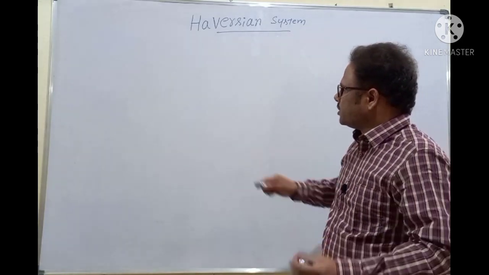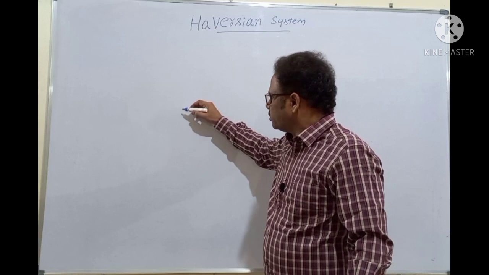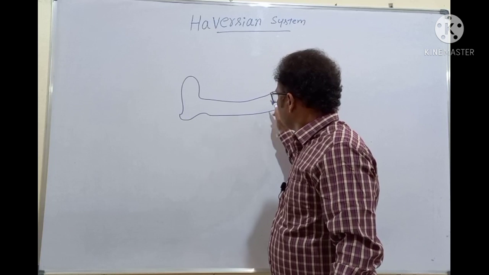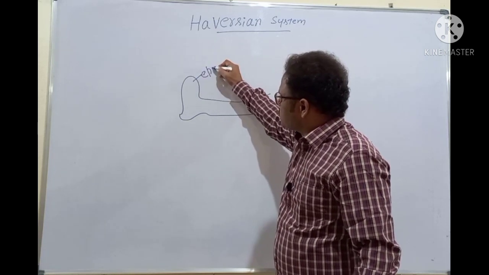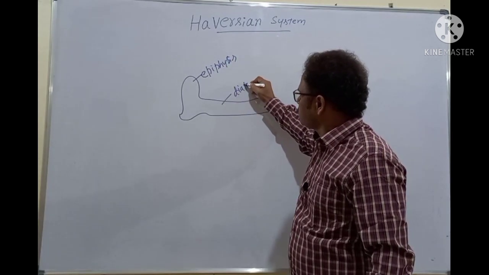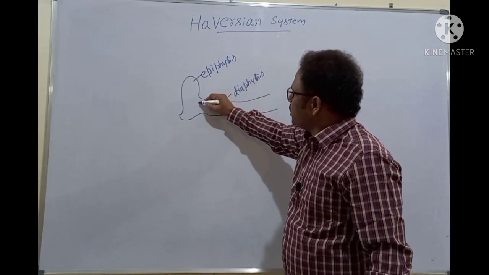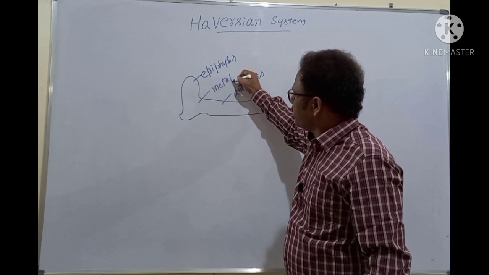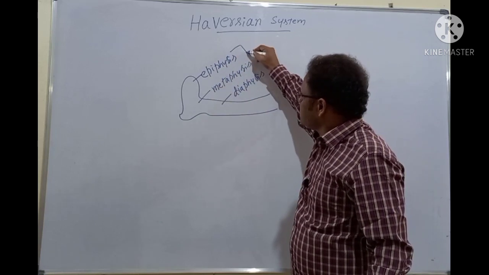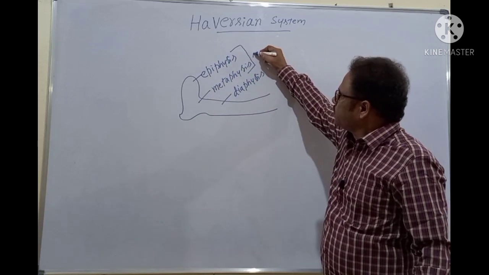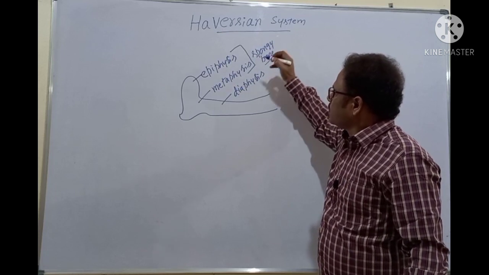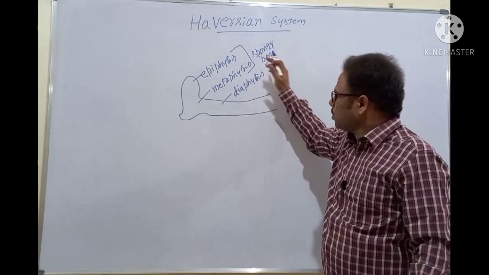In the previous session we were discussing that there are various parts of the bone. For example, here is a rough structure of the bone. This is called the epiphysis. This is the diaphysis. And this is the metaphysis. The epiphysis and metaphysis correspond to the spongy bone, or trabecular bone or cancellous bone.